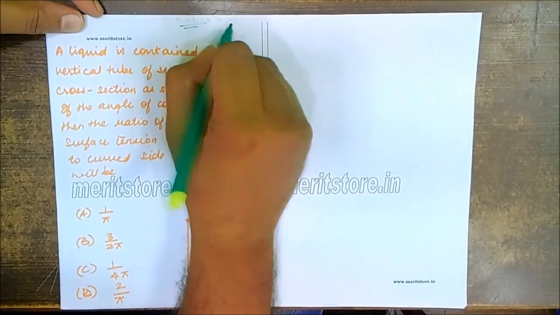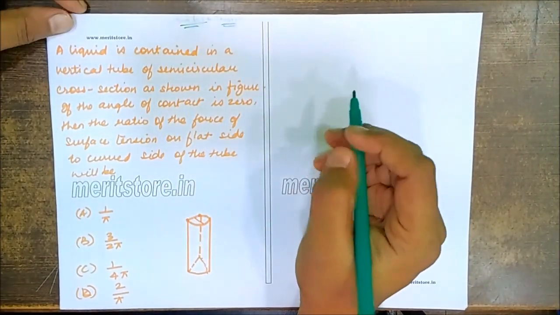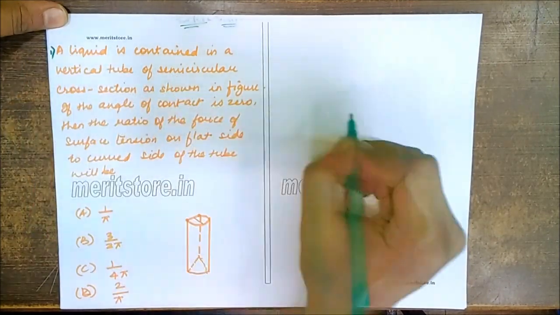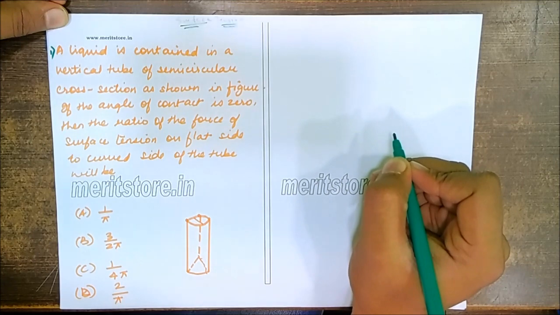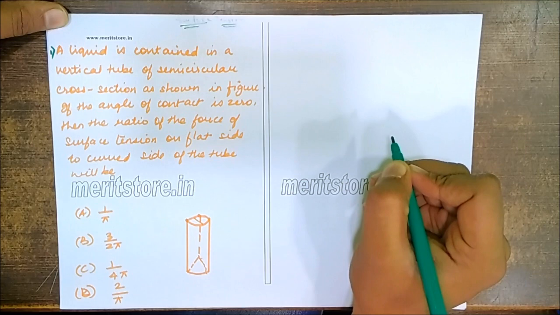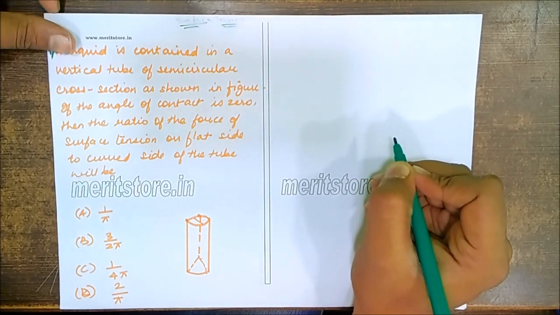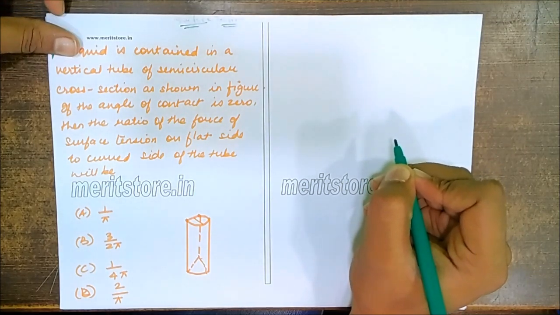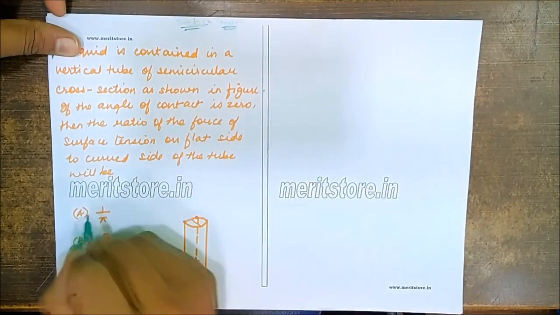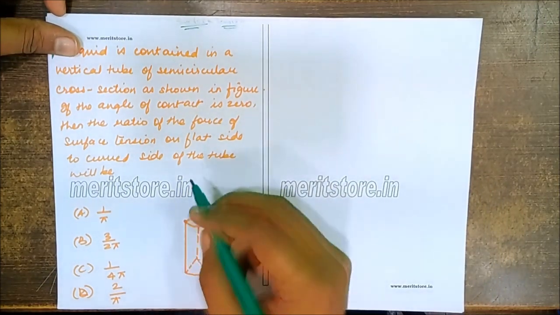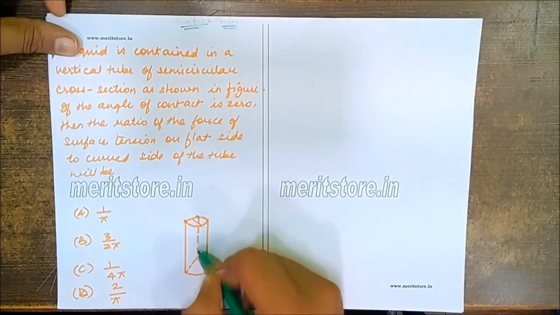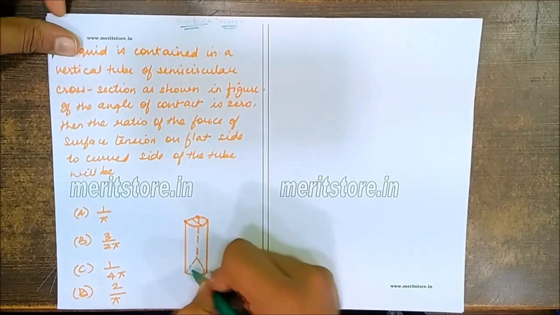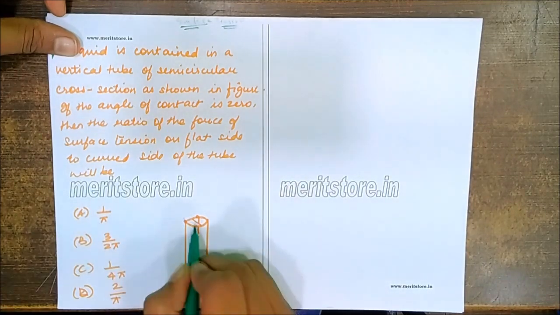MCQs on physics part 1, chapter surface tension. Let us see the first question. A liquid is contained in a vertical tube of semicircular cross section as shown in the figure. If the angle of contact is 0, then the ratio of the force of surface tension on the flat side to the curved side of the tube will be. Okay, so the ratio of surface tension force on the flat side and the curved side.